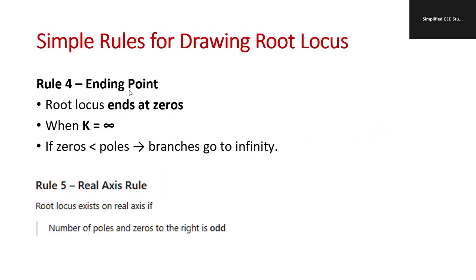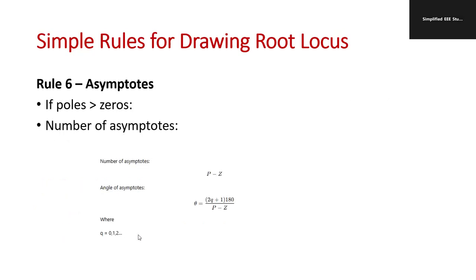Coming to rule number 4, finding the ending point. Root locus ends at zeros, starting from poles and ending at zeros. That means whenever the gain k is equal to infinity. So we have one thumb rule: if zeros are fewer than poles, branches go to infinity. That is another thumb rule you have to remember. Whenever the number of zeros is less than the number of poles, branches go to infinity. Coming to rule number 5, the real axis rule. Root locus exists on the real axis if the number of poles and zeros to the right is odd. So that is another point.